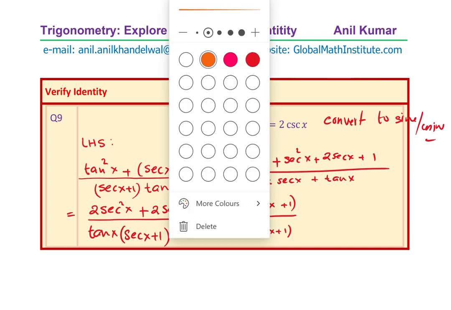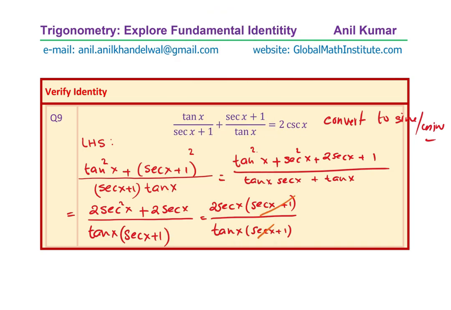And clearly this cancelled, right? And so we have 2 secant x over tan x. Secant x is 1 over cos x, right? And tan x is sin x over cos x. So clearly you can see that cos x and cos x cancel, and what remains is 2 over sin x, right? Which is the right hand side.